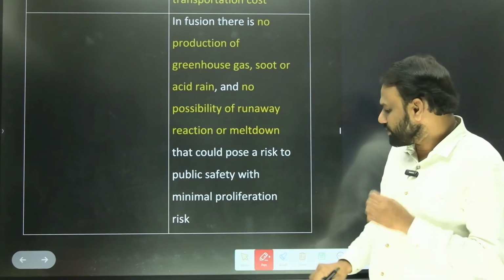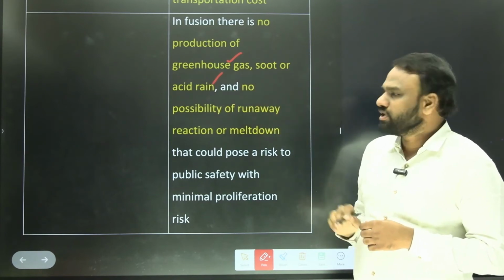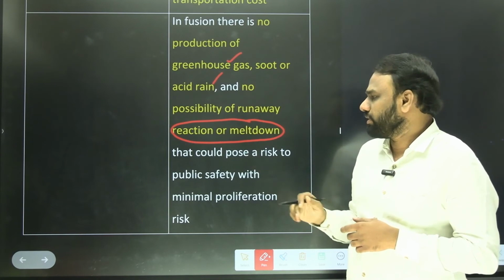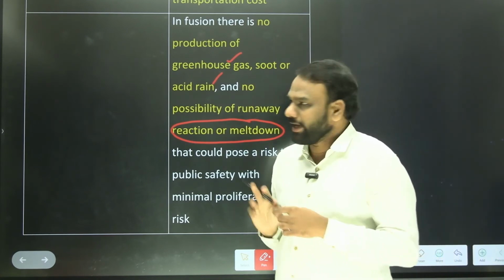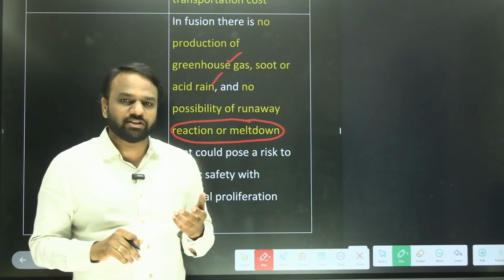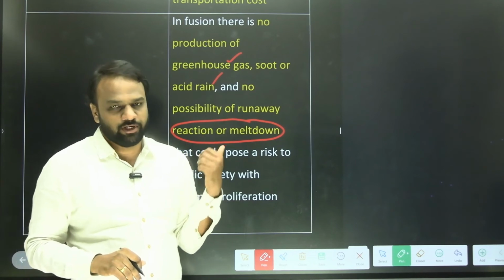Next, fusion reaction does not produce any greenhouse gas, soot or acid rain. Hence there is no possibility of runaway reaction or meltdown. So again, an important point to note. In the examination, if they ask you which among the following reactions does not produce any kind of greenhouse gases or acid rain, then it is fusion reaction.